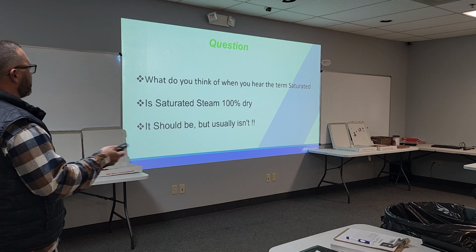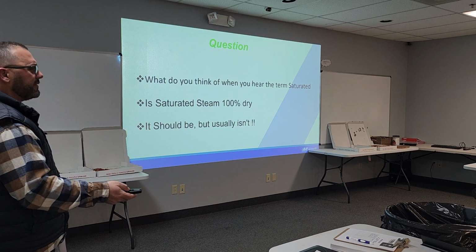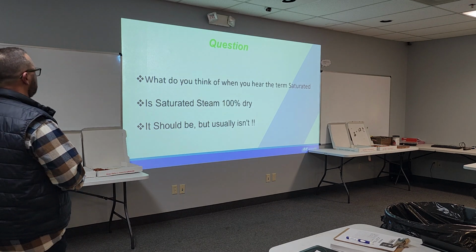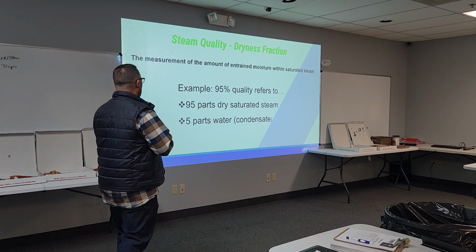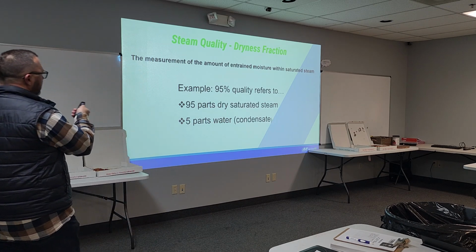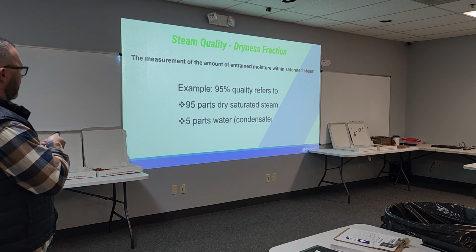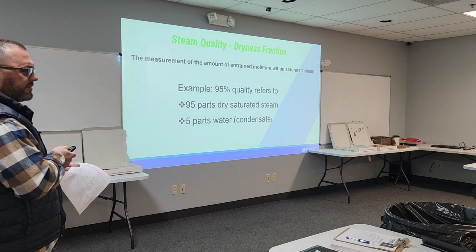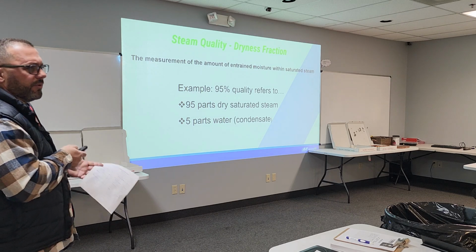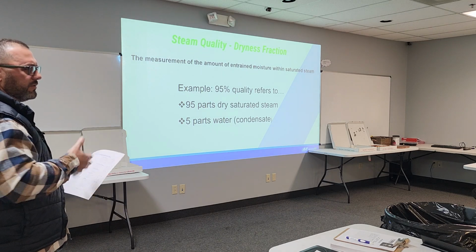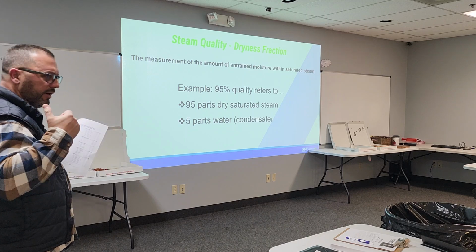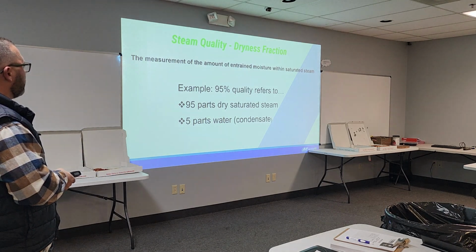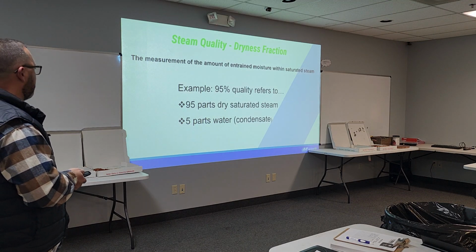What do you think when you hear the term saturated? We talk about it. A lot of people say wet. And saturated steam really should be dry. We talk about the dryness fraction again. 95% quality refers to 95 parts dry steam, 5 parts condensate. Everybody thinks that the condensate is just flowing at the bottom of the pipe. But in wet steam, there's actually a lot of entrained moisture right in the flow of the steam when you don't have good quality steam. And that's really super problematic, or at least can be very problematic.